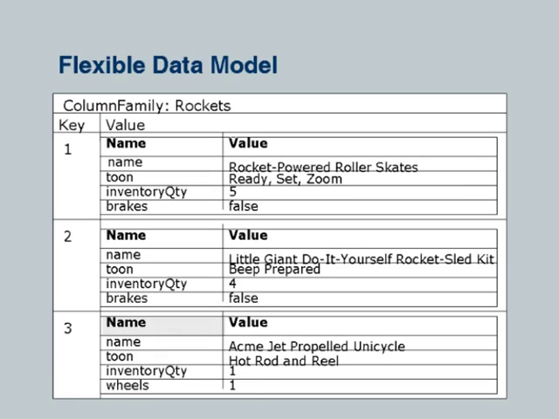Note that instead of having 4 separate columns, I am actually listing the attribute name and the value. This is where the flexible schema comes in. Now, if you look at the last one, it has name, tune, inventory quantity and wheels, it does not have brakes. So, the last row in here with key 3 has a slightly different schema than the rows with key 1 and 2. So, the schema is flexible. It is basically stored as a name value pair. Of course, some optimization is possible.